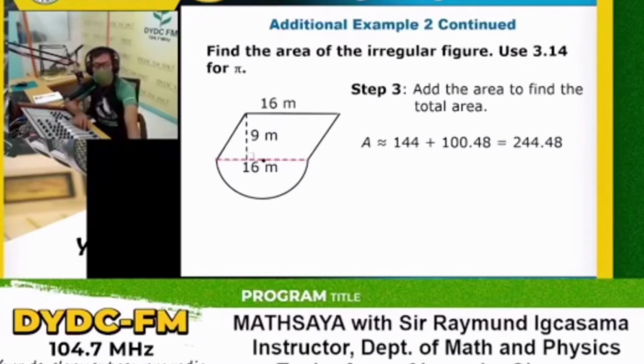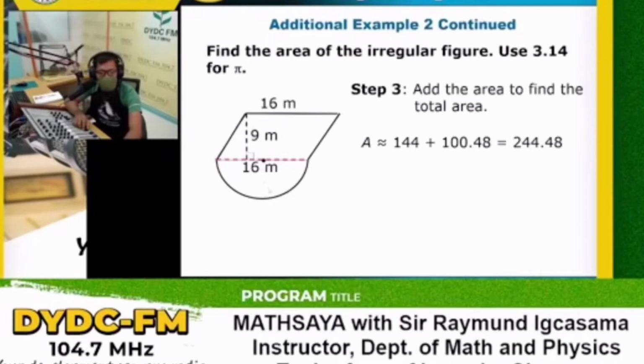No, we can skip the triangle because we already did the computation for finding the area of the parallelogram. Okay? So this figure isn't needed anymore, because we have already used it. So we have only two figures created or divided. We have the parallelogram with 16 and 9 as the height, and then we have this semicircle.